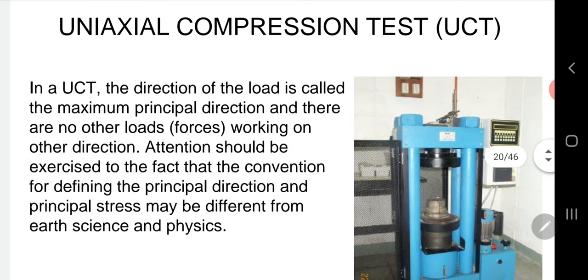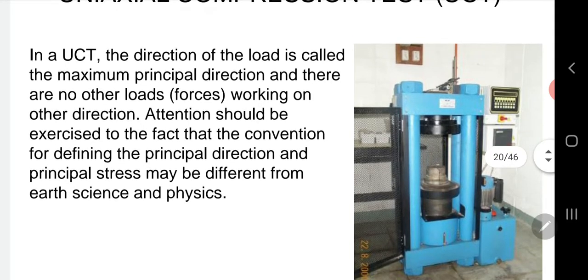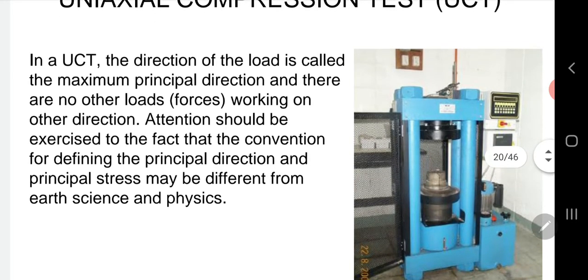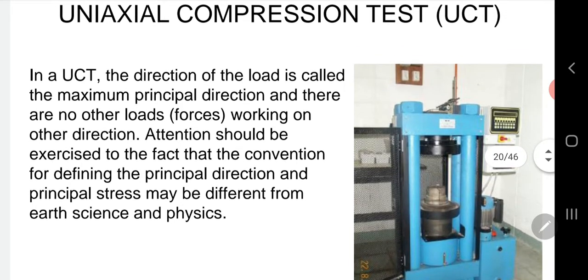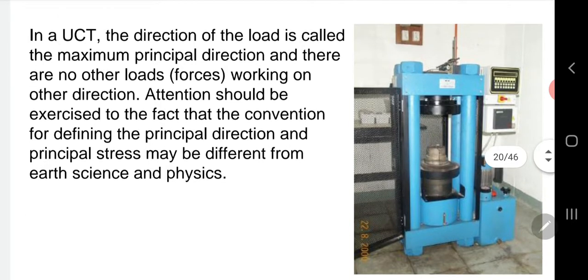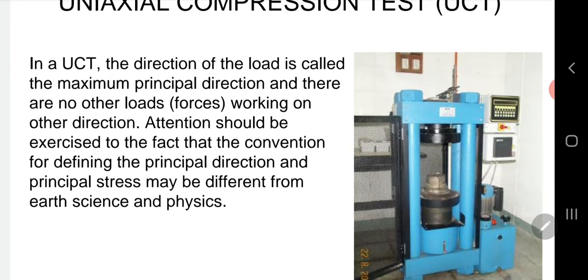So in a UCT, the direction of the load is called the maximum principal direction, and there are no other loads working on other directions. So we have only one direction, which is the vertical direction, or that is what we call the maximum principal direction. Attention should be exercised to the fact that the convention for defining the principal direction and principal stress may be different from earth science and physics.